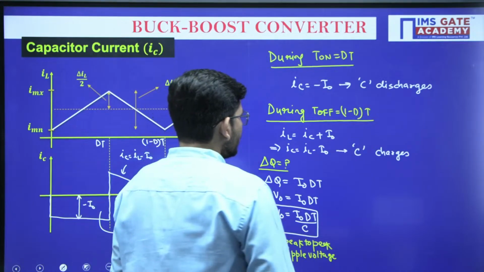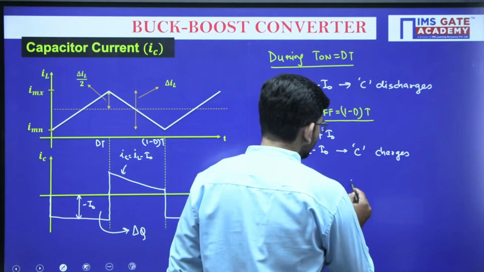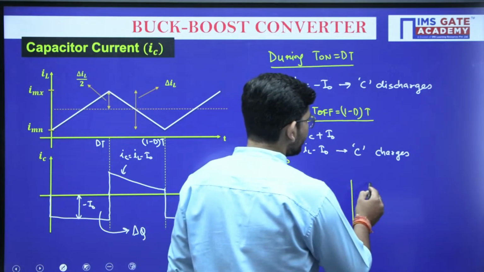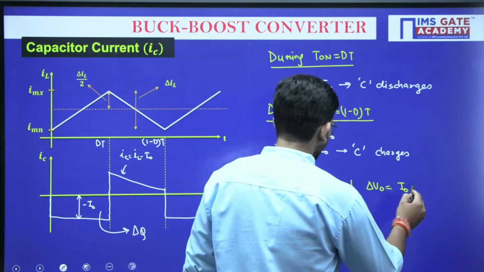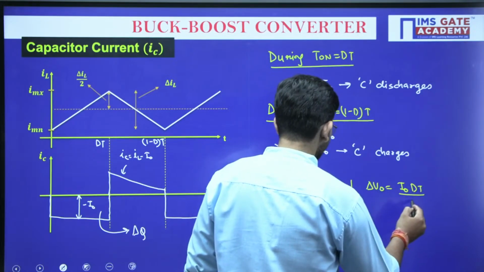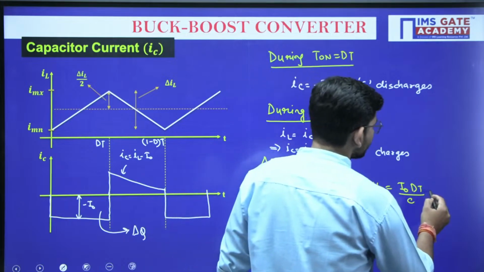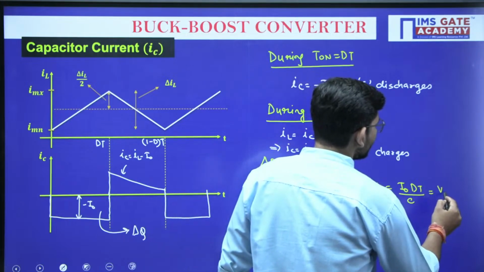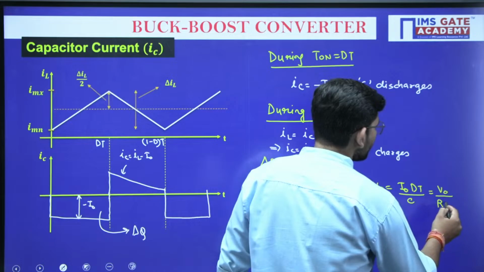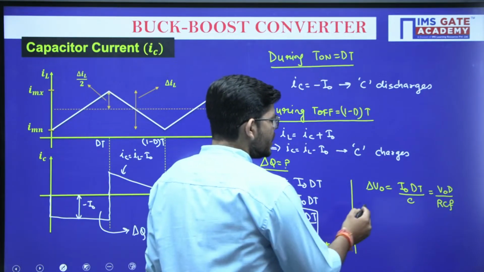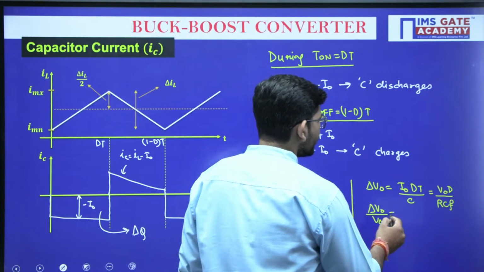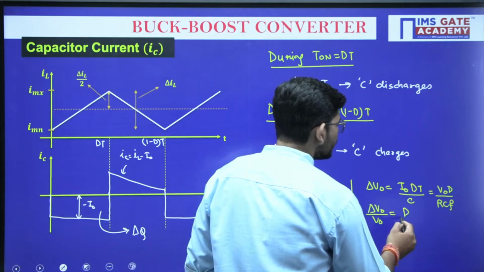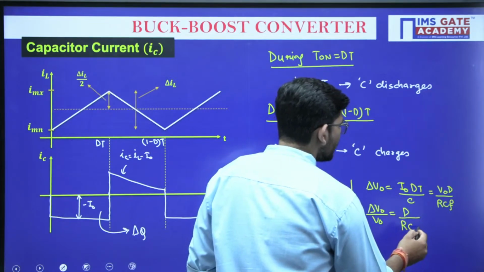Okay, now again what I would like to note here is that we have obtained del V naught, which is equal to I naught dt over C. I can also write this expression as I naught as V naught by R, into D, and T I can write as F. Now, if I calculate del V naught upon V naught, then this will be equal to D upon RCF.